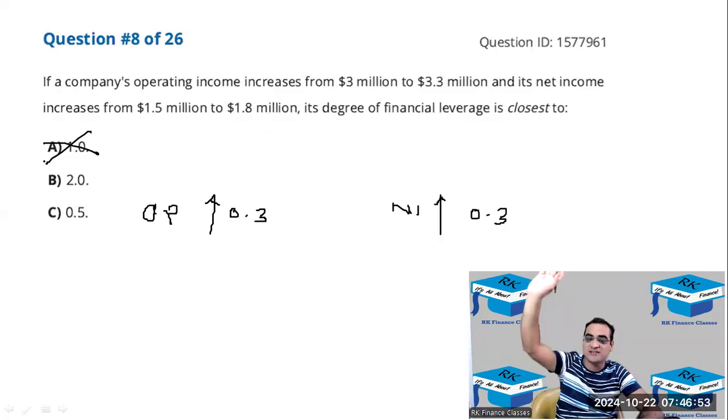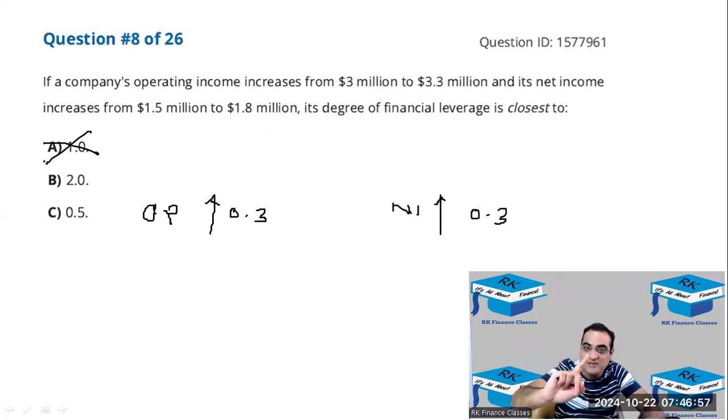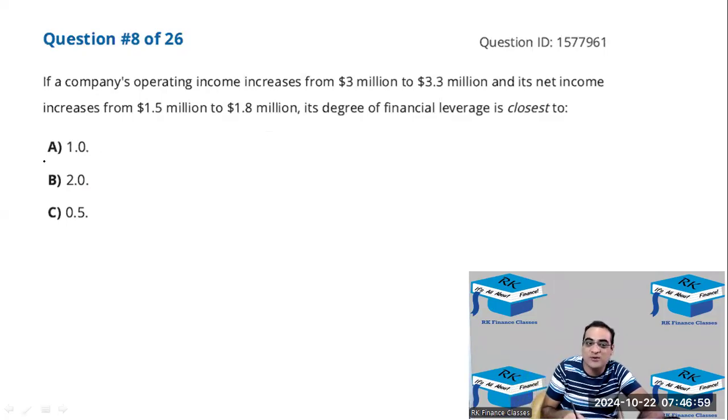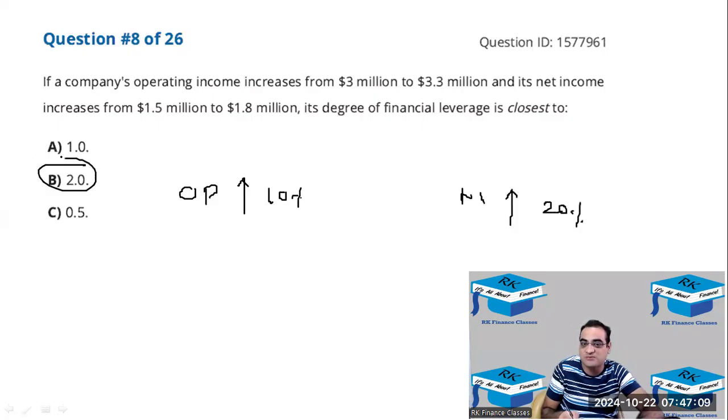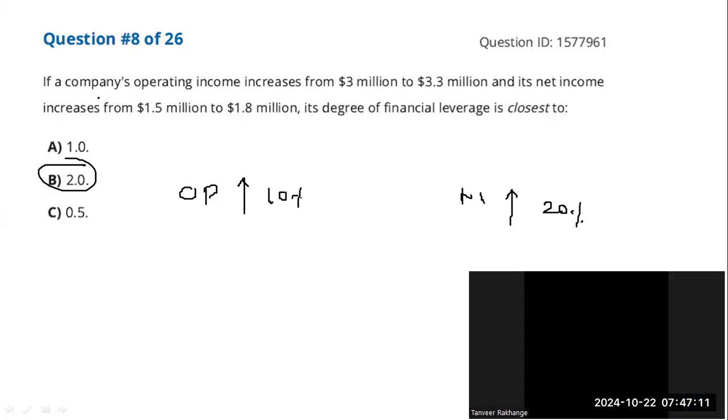How many of you did it like this? See, तनवीर वाला mistake कितने लोगों ने किया? Okay, ये silly mistake है. Okay, so ये ऐसा नहीं करना. You have to do it in percentages. Operating profit goes up by 3 to 3.3 matlab 10%, and net income is going up by 1.5 to 1.8 matlab 20%. So that means it was 2. क्लियर तनवीर? ओके सर। हाँ। All right.